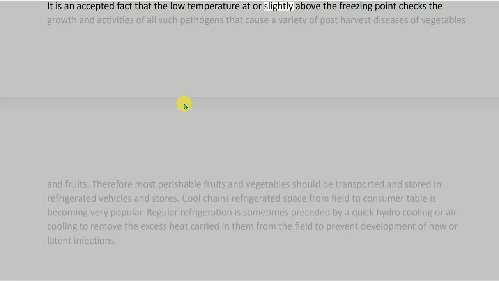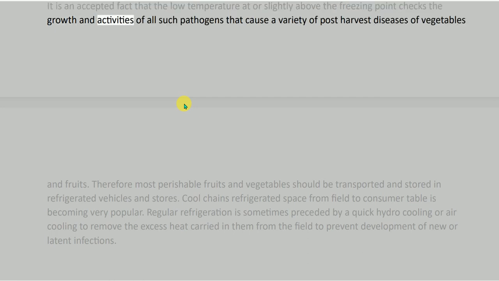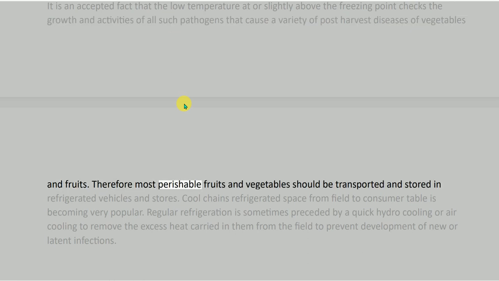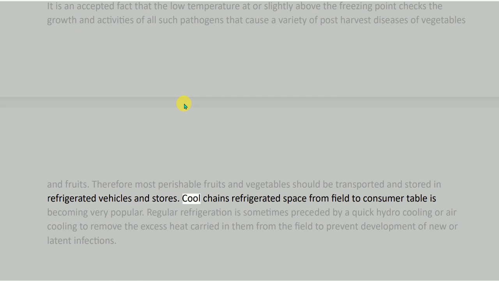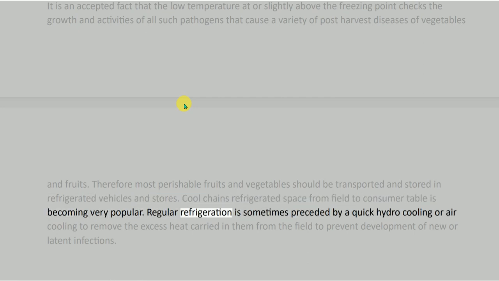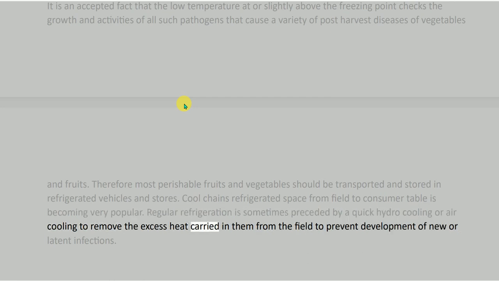Refrigeration. It is an accepted fact that low temperature at or slightly above the freezing point checks the growth and activities of all such pathogens that cause a variety of post-harvest diseases of vegetables and fruits. Therefore, most perishable fruits and vegetables should be transported and stored in refrigerated vehicles and stores. Cool chains, refrigerated space from field to consumer table, are becoming very popular. Regular refrigeration is sometimes preceded by a quick hydro-cooling or air cooling to remove the excess heat carried in them from the field to prevent development of new or latent infections.